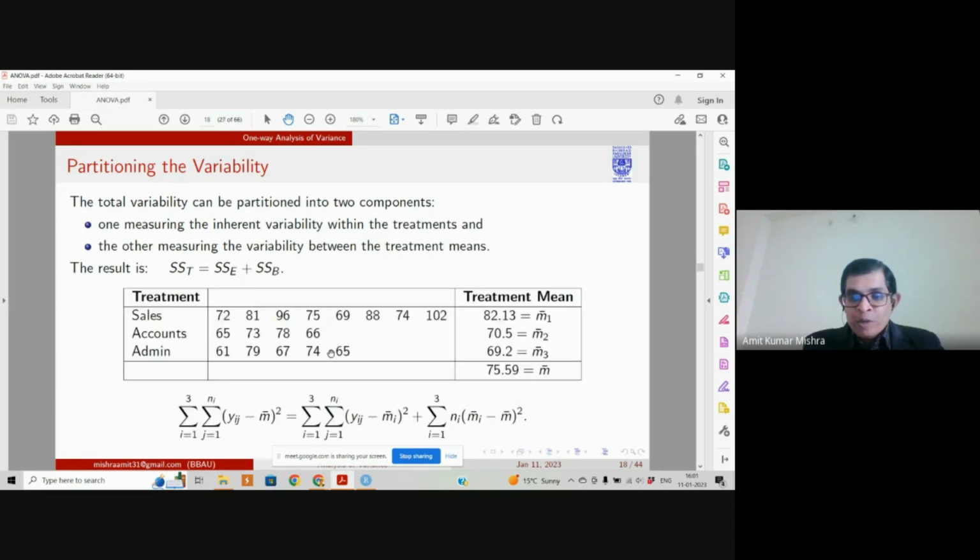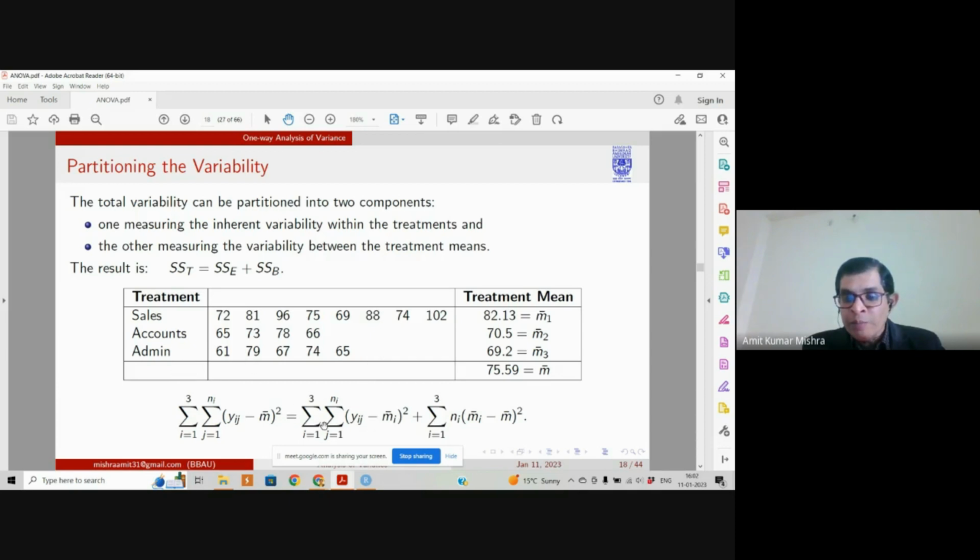For example, here you can see first one, total variability. How to find total variability? There are observations Yij. There is the overall mean M bar. You find the difference between the observations and the overall mean, take the square and add them. So this will be the total variability. Now you focus upon Yij, for example, the first row. From each element of the first row you subtract M1 bar, take the square and add them. So that will give you the variability due to sales. Then you do the same thing for accounts, same thing for admin.